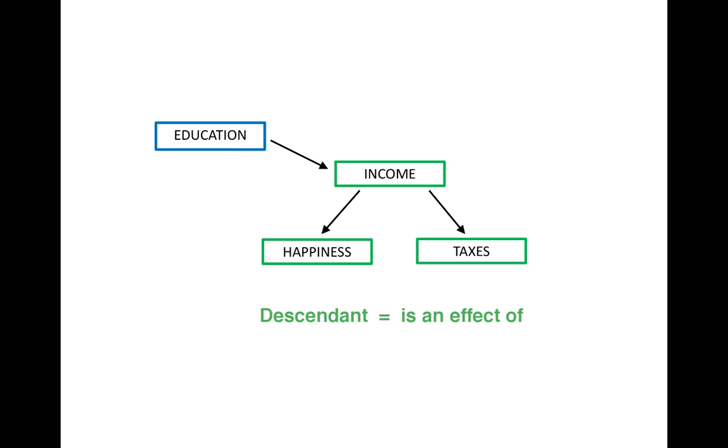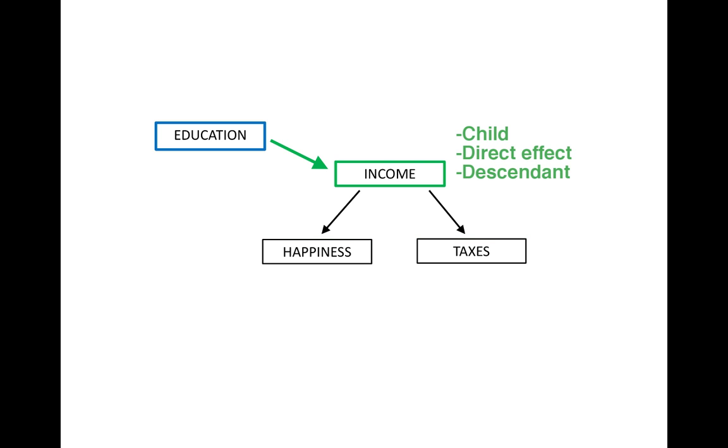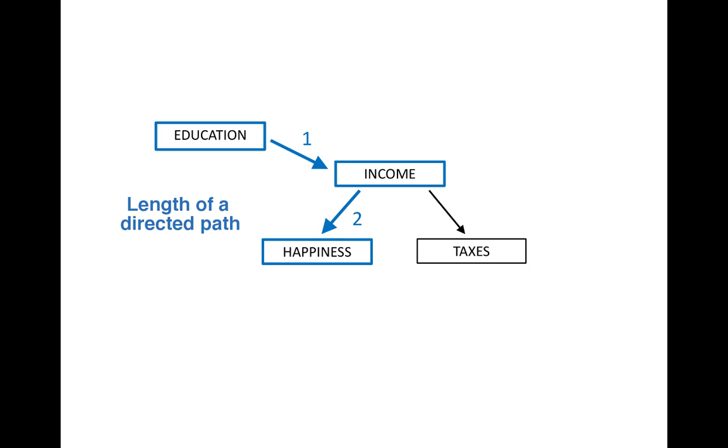Income, happiness, and taxes are descendants of education. Income is a child, direct effect, and descendant of education, while happiness and taxes are not children nor direct effects of education. The length of a path is just the number of edges in the path. For example, the length of the directed path from education to happiness is 2.